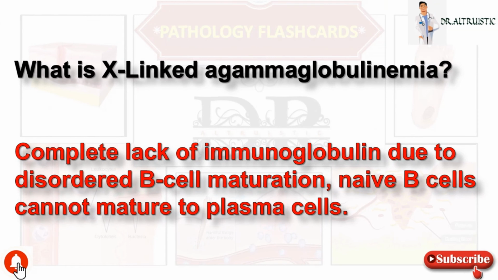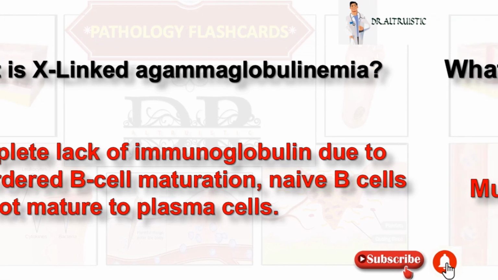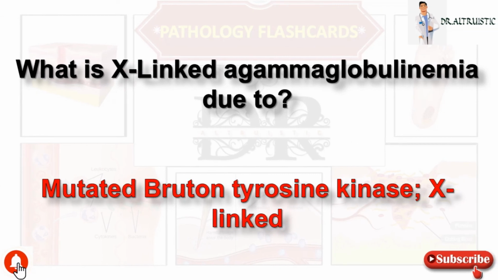What is X-linked agammaglobulinemia? Complete lack of immunoglobulin due to disordered B cell maturation. Naive B cells cannot mature to plasma cells. What is X-linked agammaglobulinemia due to? Mutated Bruton tyrosine kinase, X-linked.